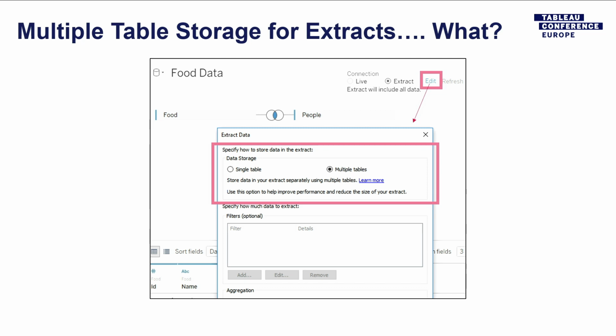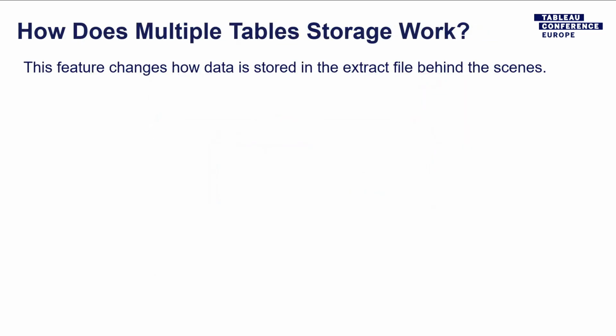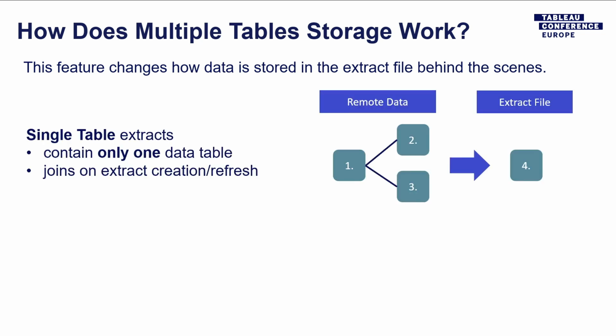What is this? This basically changes how the extract data is stored at the physical storage level behind the scenes, right? And what we've done in the past is that we had, let's say, a remote data source, a remote database that has 3 tables that are joined together. And when you create an extract, what we do is during the time of creating or refreshing this extract, we will just create one big table and perform all those joins during this time.